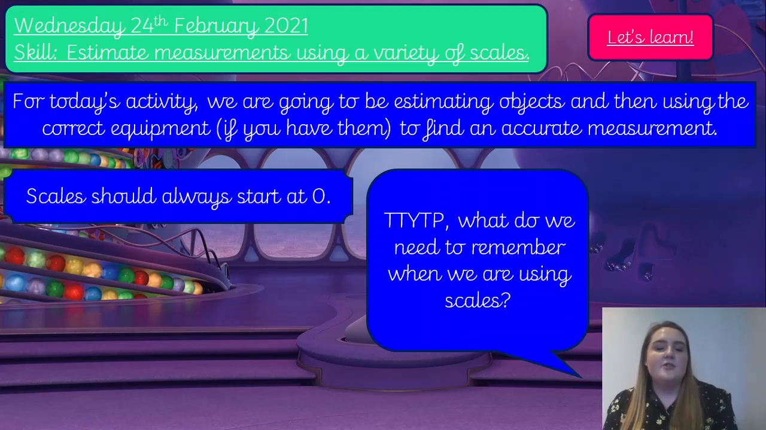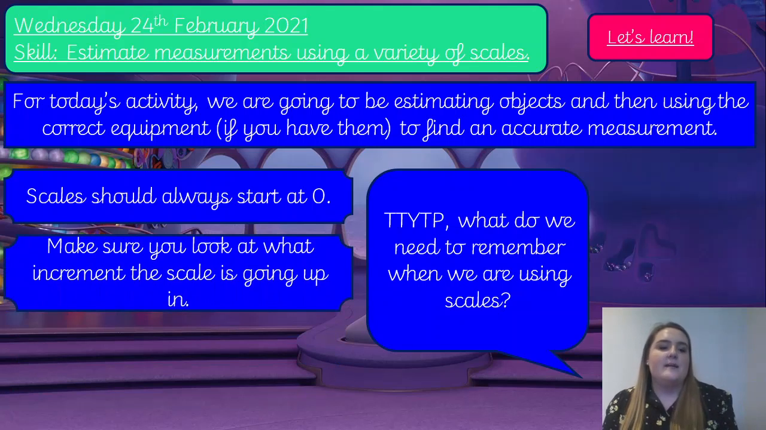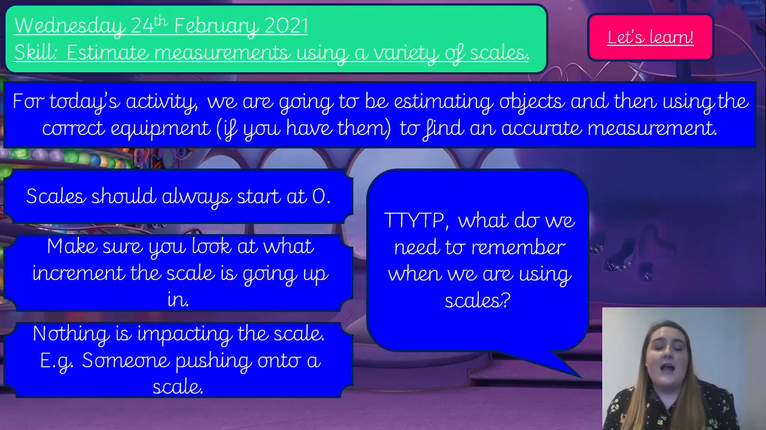Excellent. So scales should always start at 0. If they start at 5 and we weigh something, for example, it's going to be 5 over, isn't it? The actual reading. Make sure that you look at the increment the scale is going up in and that nothing is impacting the scale. For example, if someone's pushing onto the scale, we're not going to get an accurate reading.